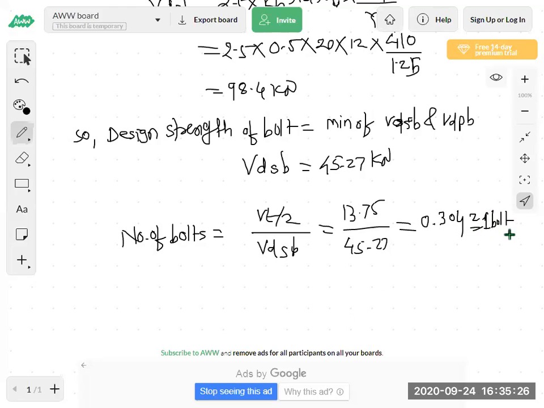0.304, so 1 bolt of 20 mm we can provide. So otherwise we can reduce the diameter of bolt. Instead of providing 1 bolt of 20 mm, we can use a 14 mm bolt here also. It will work. When the diameter reduces, the number of bolts will increase.